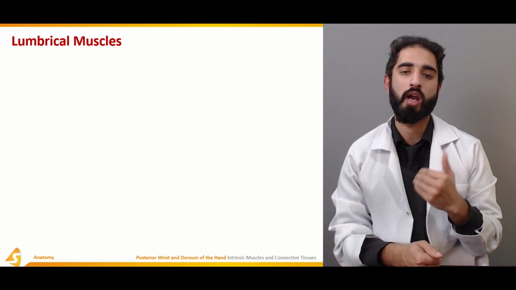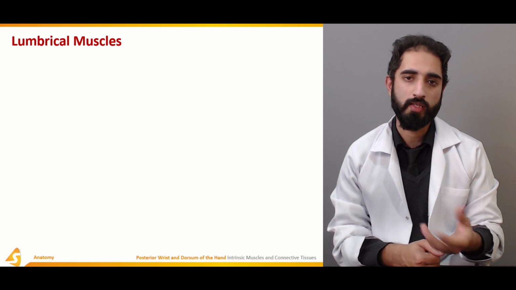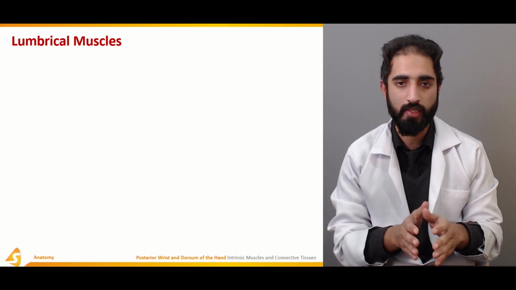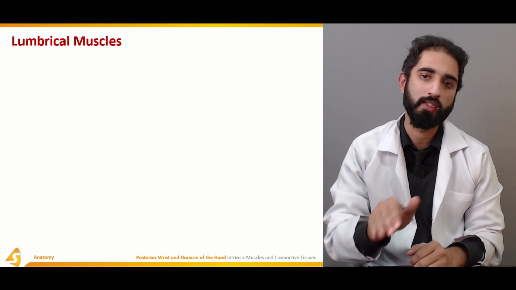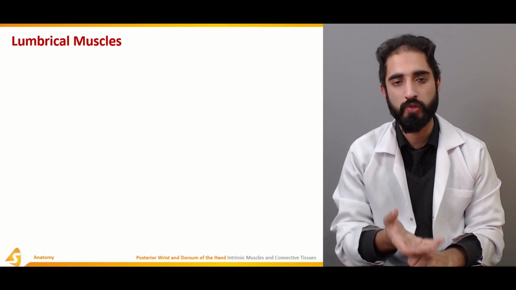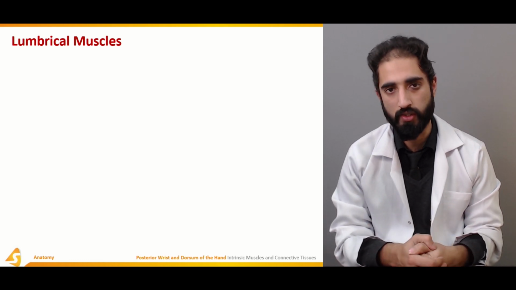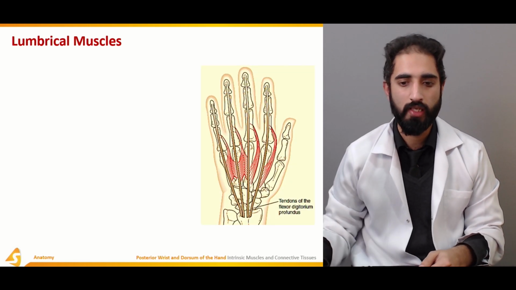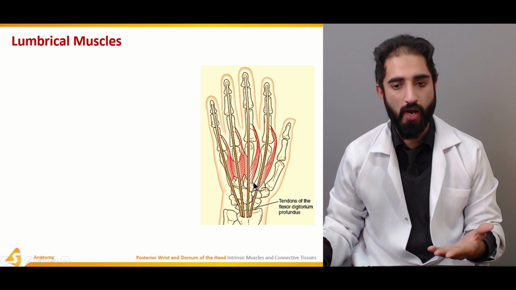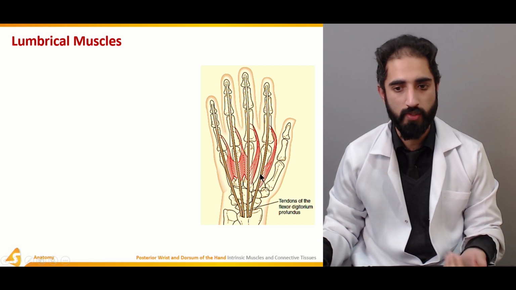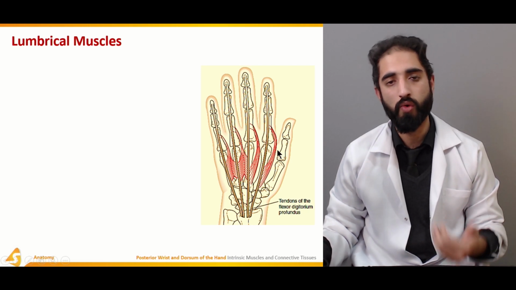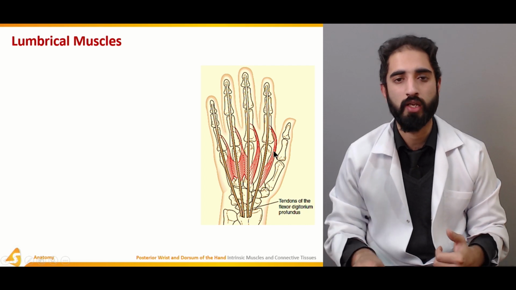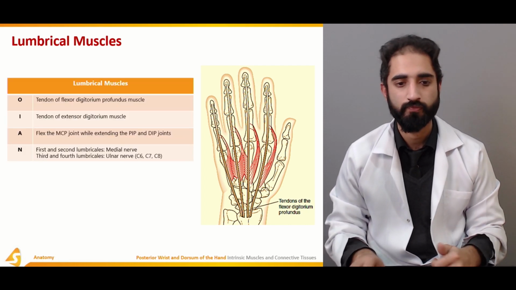And even though these muscles are actually present on the palmar aspect, they actually move upwards and insert on the dorsal aspect. So that is why we're also going to consider them in the dorsal aspect of the hand as well. So here we can see this is actually the palmar aspect, and here we have the lumbrical muscles which are moving towards the dorsum of the hand and inserting into the extensor expansion.